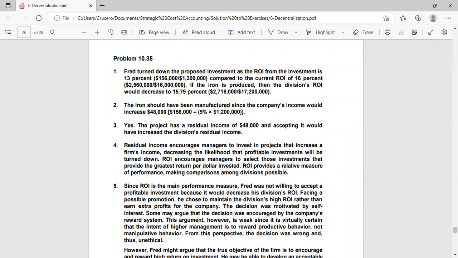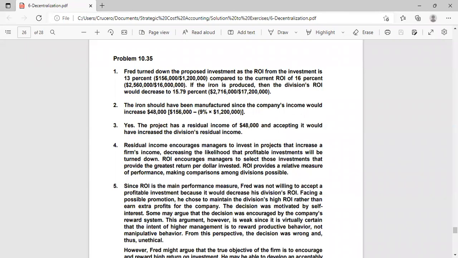And the cost of the equipment is 1.2 million. Compared to the current ROI of 16%, dividing the operating income by the operating assets of 16 million. If the iron is produced, then the division's ROI would decrease to only 15.79%. That includes the estimated net profit in the numerator, and in the denominator, we include the added capital.